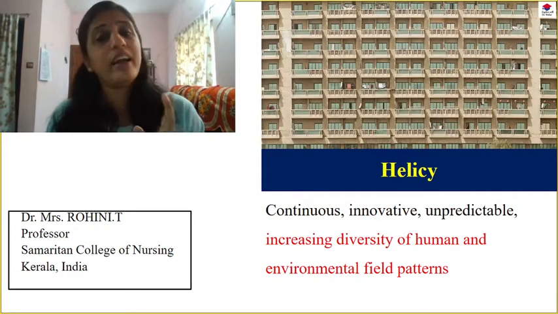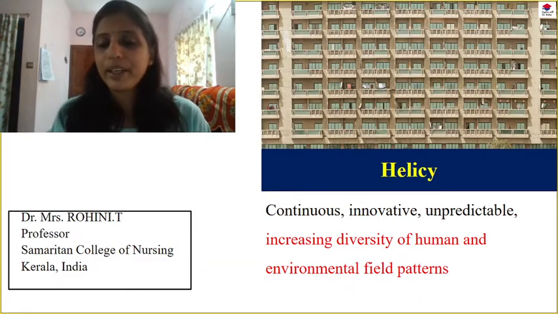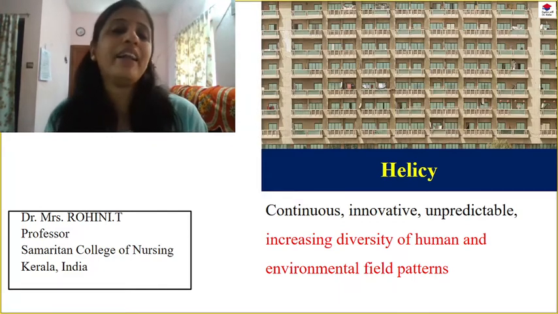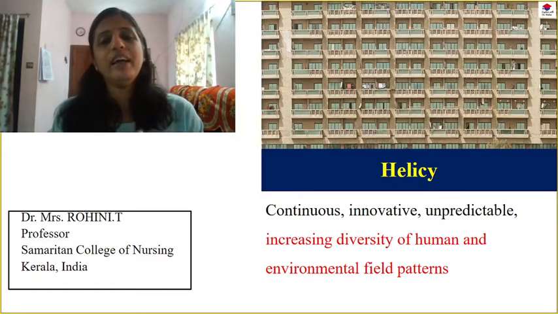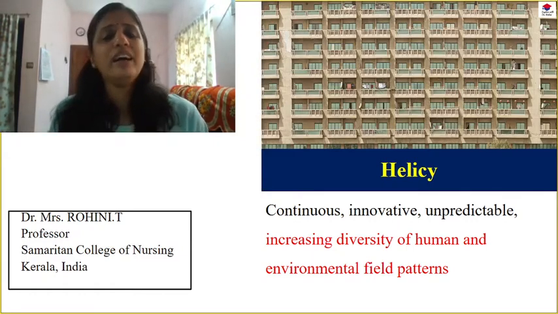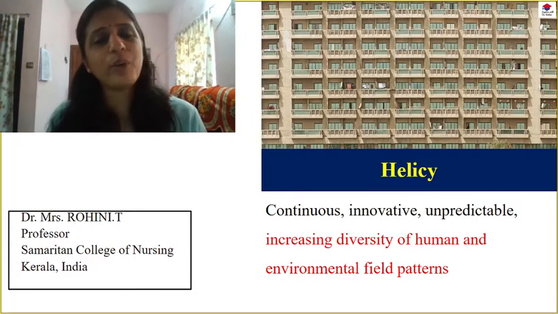Number two, helicity. What do you mean by helicity? Helicity means innovative, continuous, unpredictable diversity of human and environmental field pattern. Okay, what do you mean by that? As we are growing, the human brain will become more and more complex. You cannot predict how a human being will behave. You can never predict because it follows the principle of helicity. Energy field has the principle of helicity.